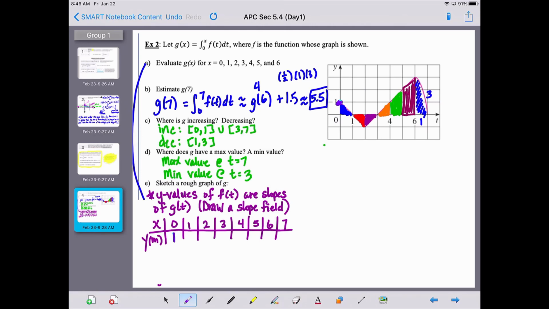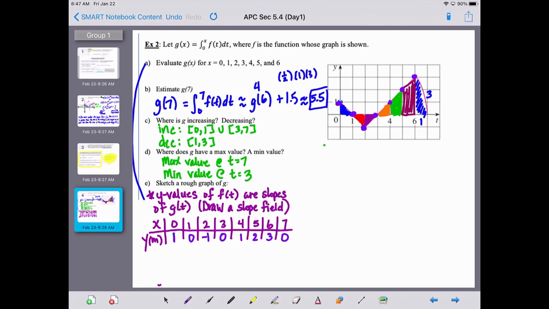And when x is 1, my y value is 0. When x is 2, my y value is -1. When x is 3, my y value is 0. When x is 4, my y value is 1. When x is 5, my y value is 2. When x is 6, my y value is 3. And when x is 7, my y value is back to 0. Okay? So we're going to create this slope field based on the y values of our function.